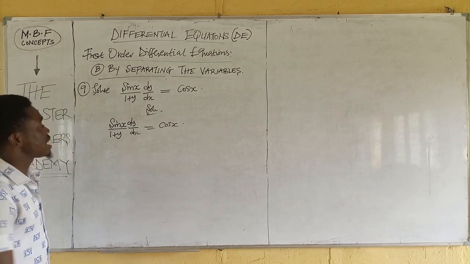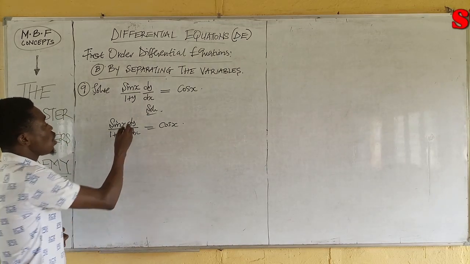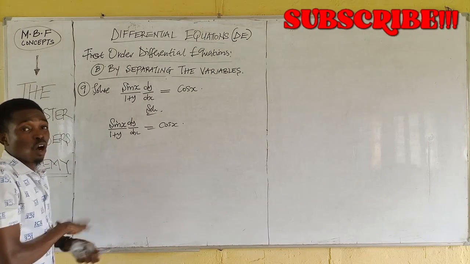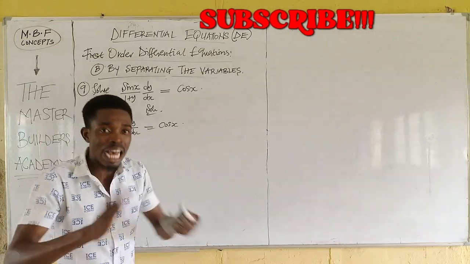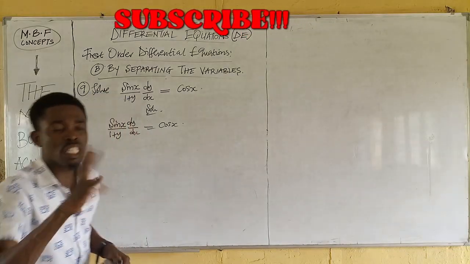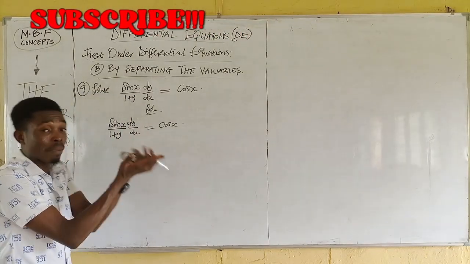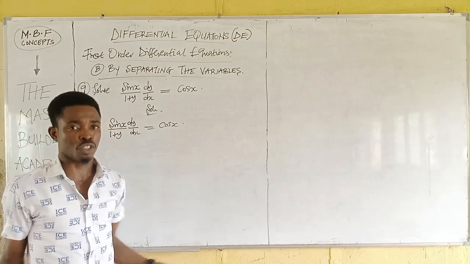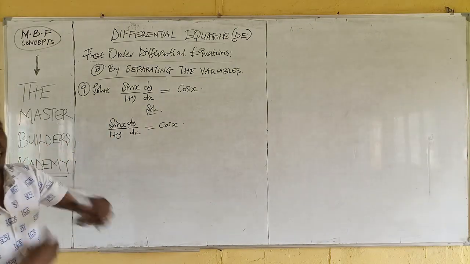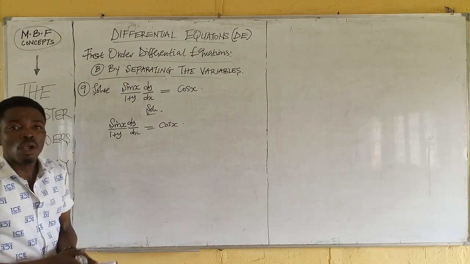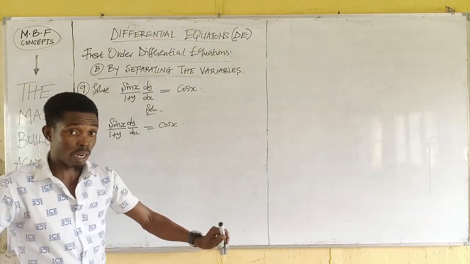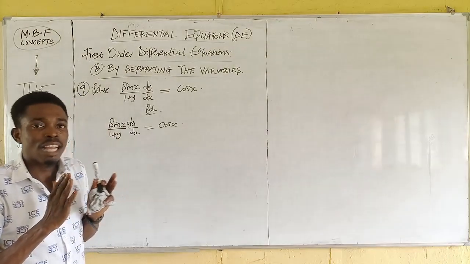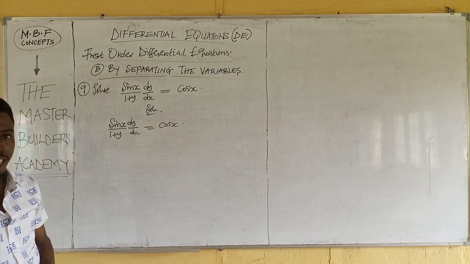So we see that in this case, it is only x that is wrongly positioned. All the y functions are already at the left hand side. But there are some x functions that are at the left hand side. They are supposed to be at the right hand side. So you see now, no function of y is wrongly positioned. So there is no need of us trying to rearrange this and make y functions wrongly positioned. So let's just go straight and make x appear at the right hand side where it should appear.